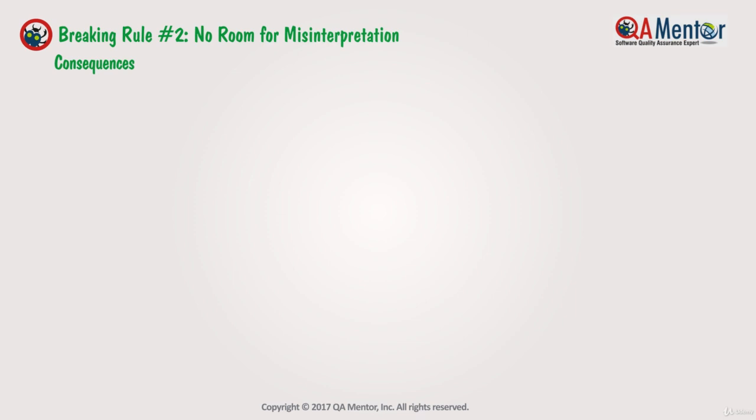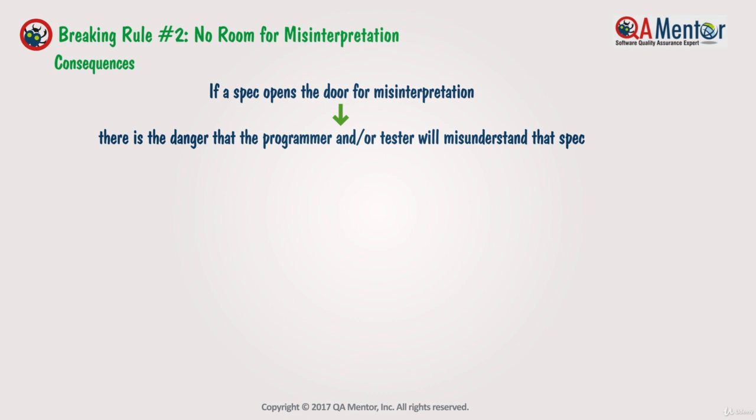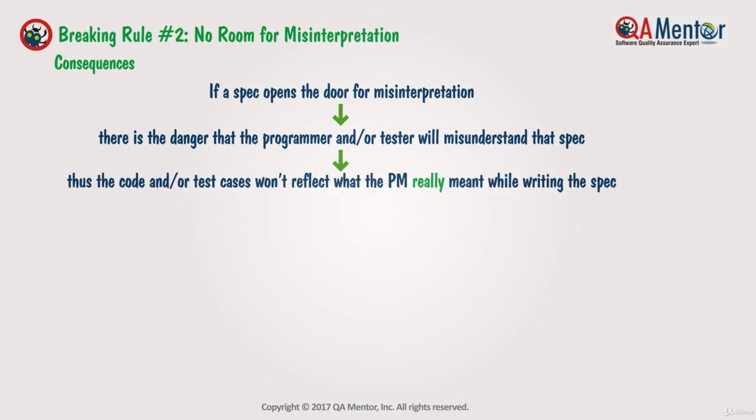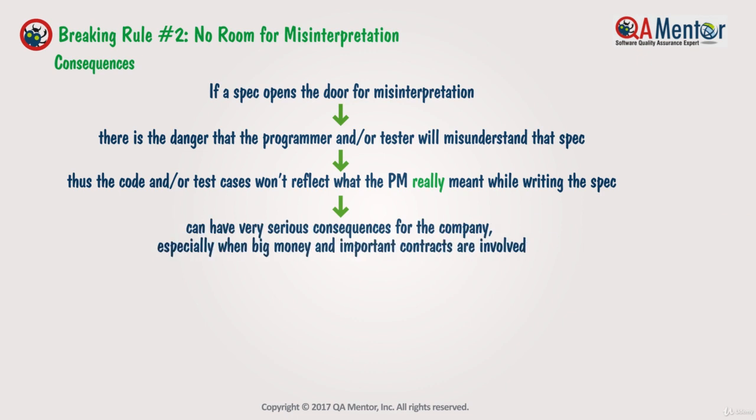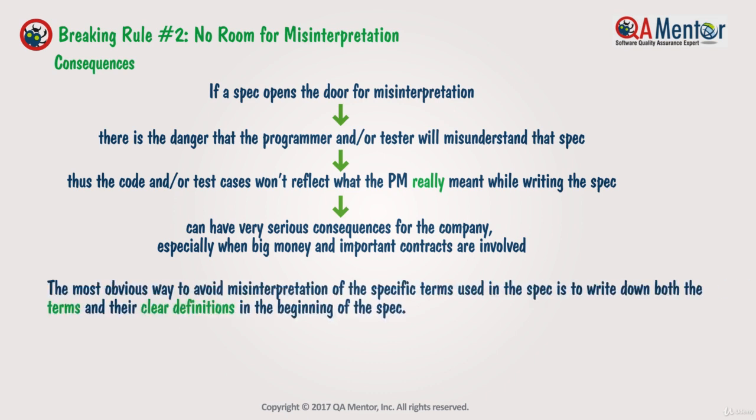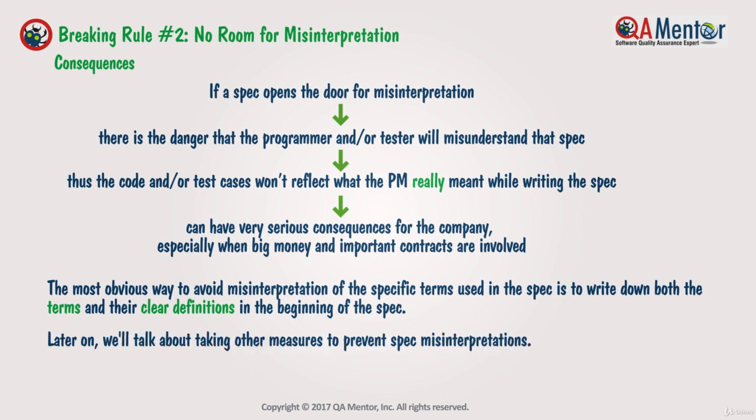Consequences? If a spec opens the door for misinterpretation, there is the danger that the programmer and/or tester will misunderstand that spec, and thus the code and/or test cases won't reflect what the PM really meant while writing the spec. It sounds simple, won't reflect. But in reality, this can have very serious consequences for the company, especially when big money and important contracts are involved. The most obvious way to avoid misinterpretation of the specific terms used in the spec is to write down both the terms and their clear definitions in the beginning of the spec. Later on, we'll talk about taking other measures to prevent spec misinterpretations.